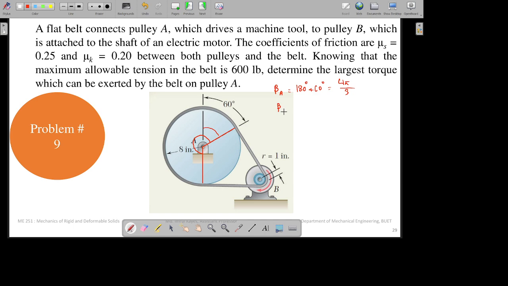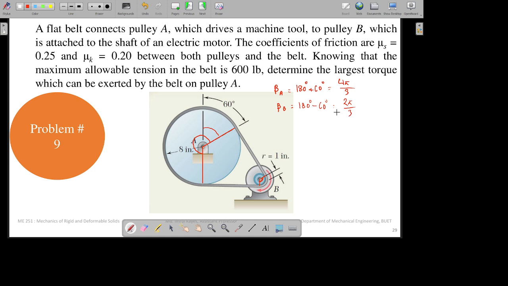The beta for pulley B will be 180 minus 60 this time. You can have a look: the beta will be this, between the two points of contact. You find it by subtracting 60 from 180, so 180 minus 60, and the value will be 2 pi by 3.